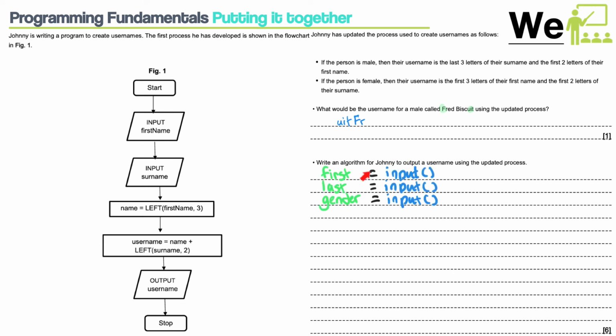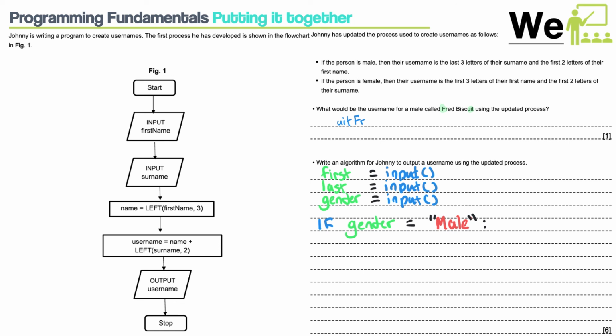So we've inputted their first name, their last name, and their gender, and then we need to check their gender, because based on male or female, they'll have different outcomes. So to do that, we'll use an if statement for selection. So if gender equals, and let's say we'll start with male, for instance. We'll do in here, and we can say we're looking for the string male, and then we can do some stuff.